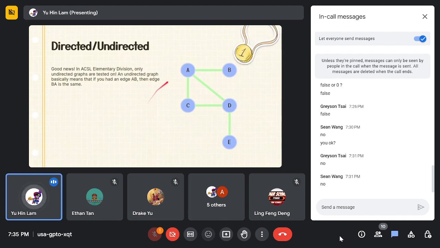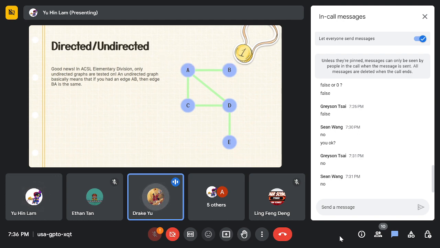So good news is that in elementary division, these graphs are only undirected graphs. That means they can go in either way. If you go from A to B or B to A, it will be the same thing. While directed graphs, even though we won't use them, only go in one direction.